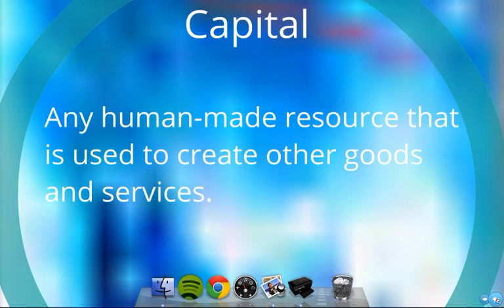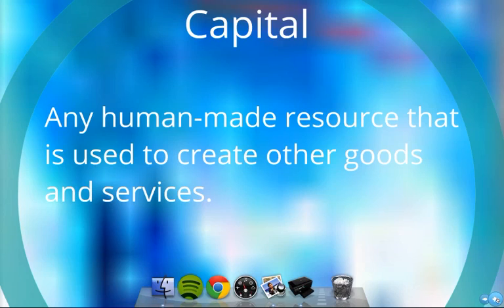Now, obviously, as I said before, money is also a type of capital because that is created by humans, and we use that to buy other goods, sometimes land, natural-made products, other times other capital, and so we use capital quite a bit to create the goods and services that we use.